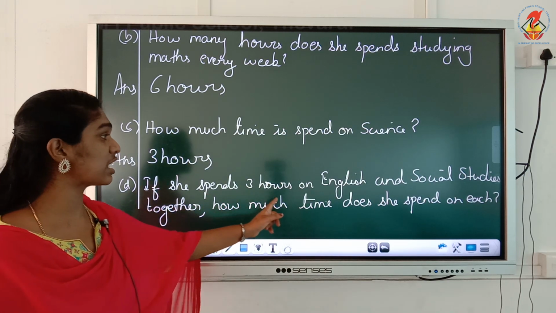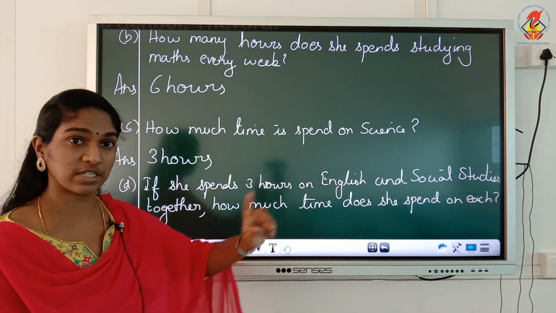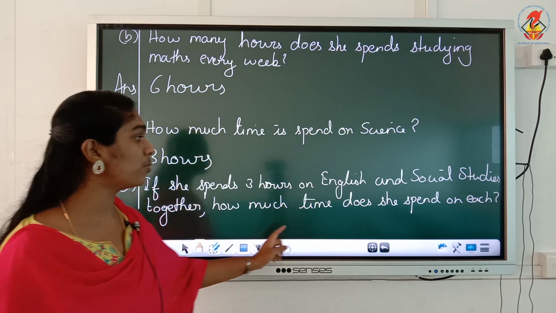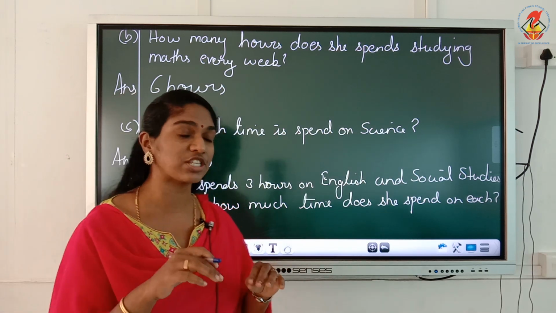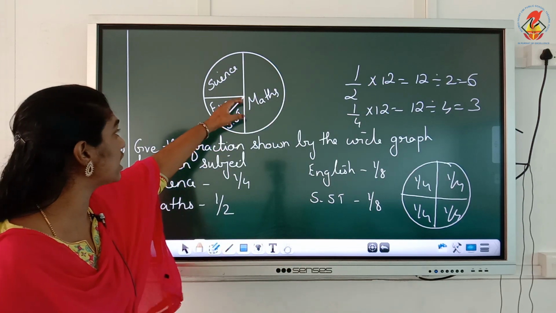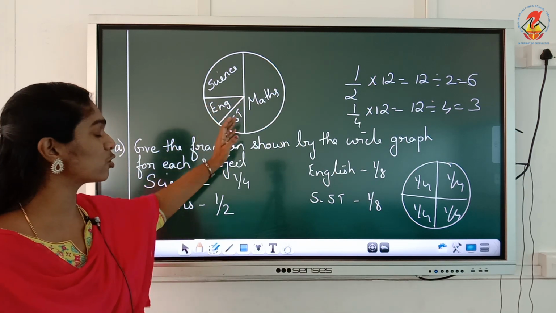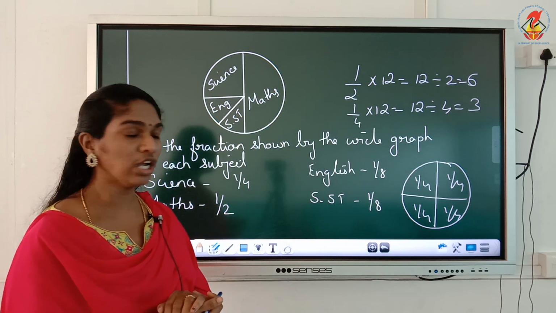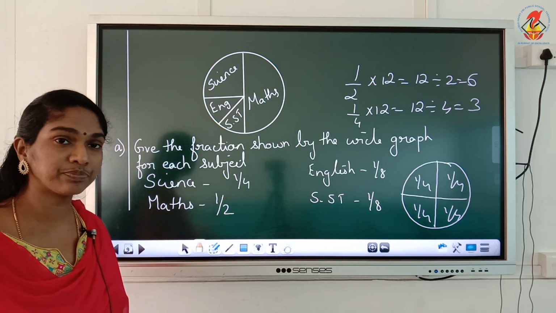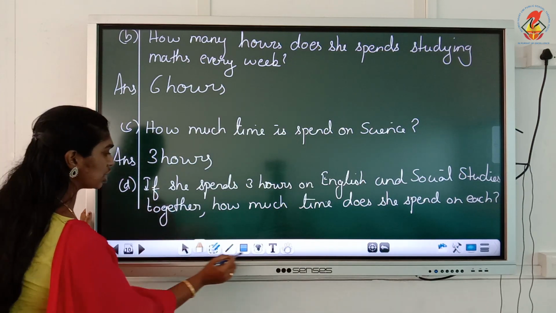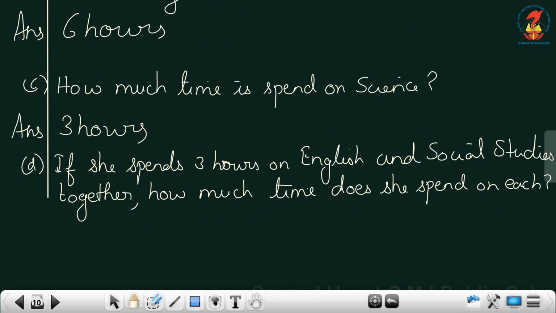If she spends 3 hours on English and social studies, yes, she is spending 3 hours for English and social studies together, how much time does she spend on each? According to the figure you can see 3 hours, it is divided equally. For English and social studies the same time she is taking. So, what will be the half of 3, children? Half of 3 hours. How many hours is she taking? Together she will be taking 1.5 hours.